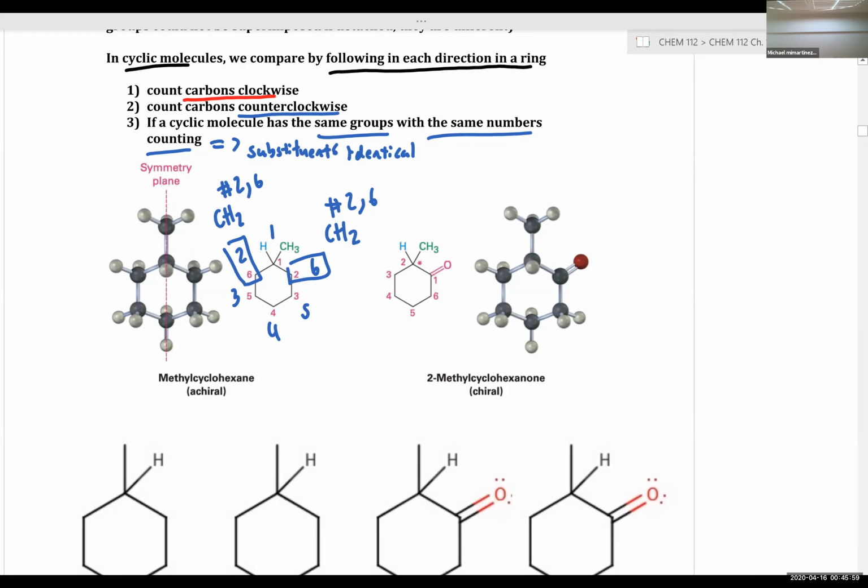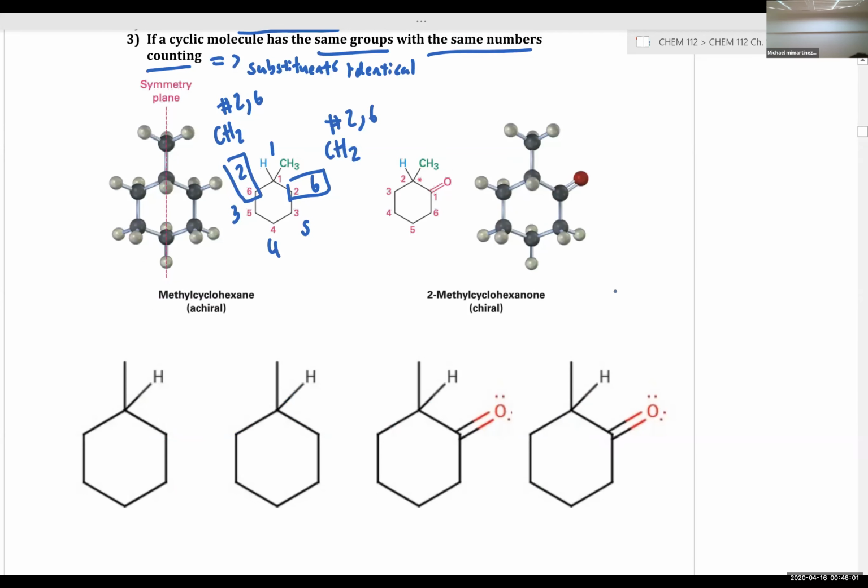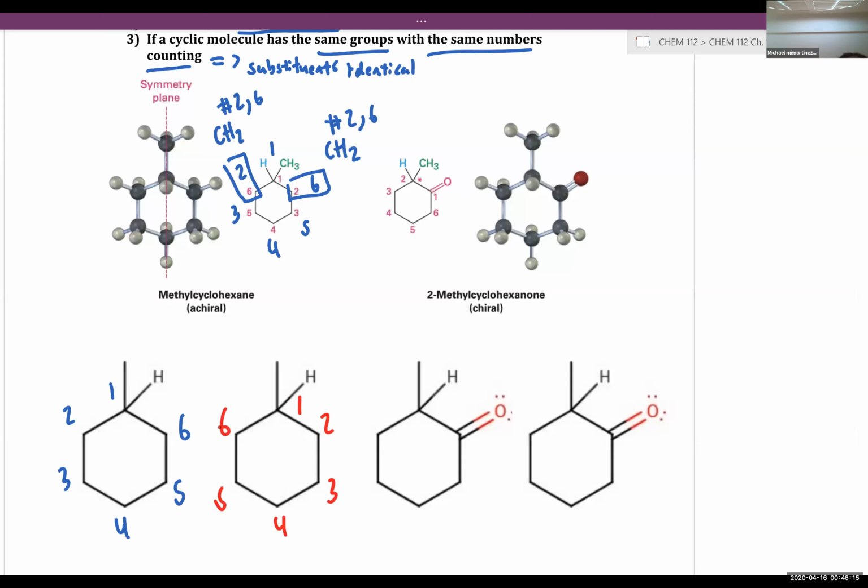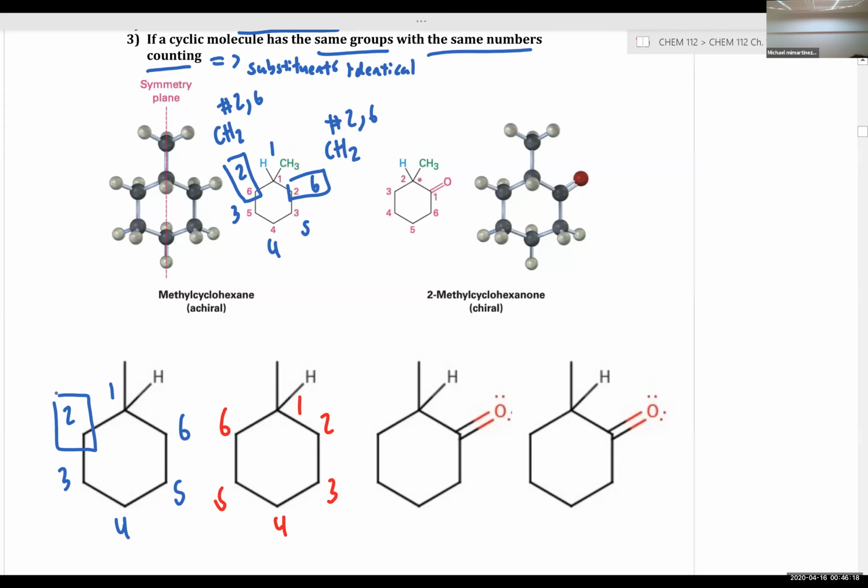So to help everyone visualize this counting method, let's showcase our counting method on these structures below. 1, 2, 3, 4, 5, 6. 1, 2, 3, 4, 5, 6. And as we notice, a methylene, the same functionality, has the same number in both of our counting methods. And if we repeat going all the way around the ring, all of our substituents have identical numbers in both counting methods.